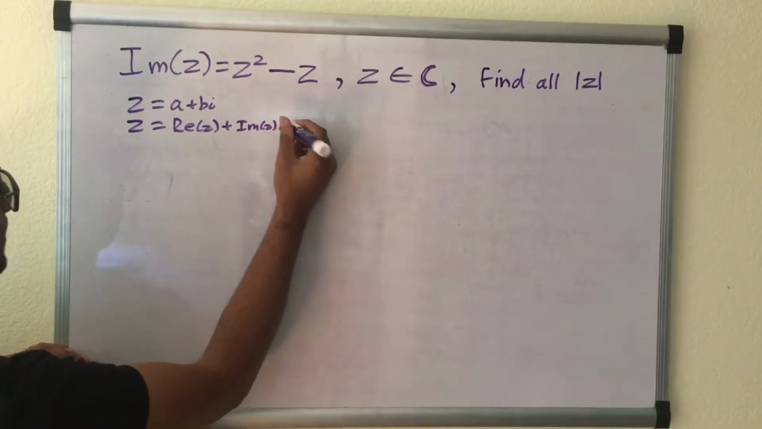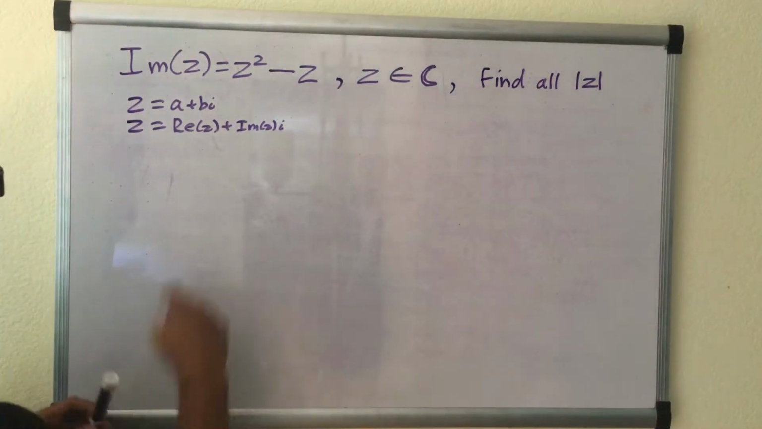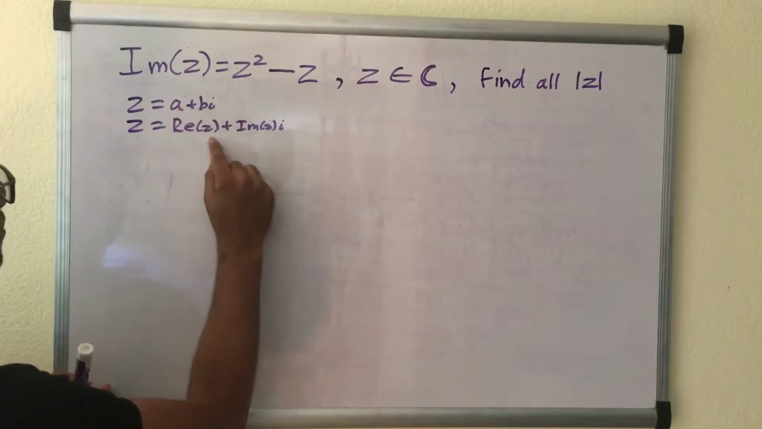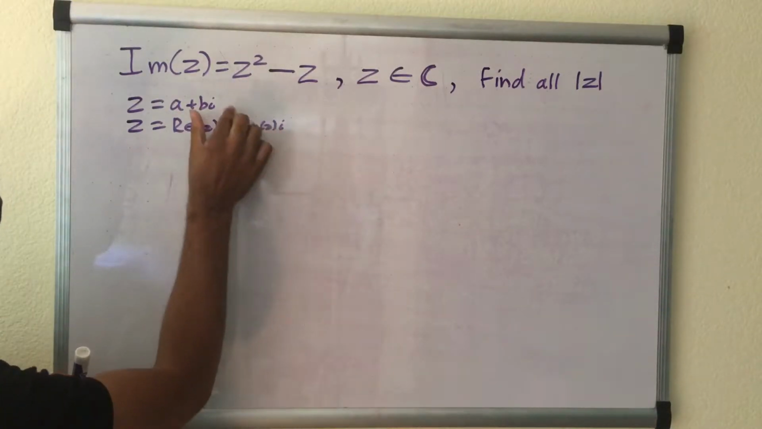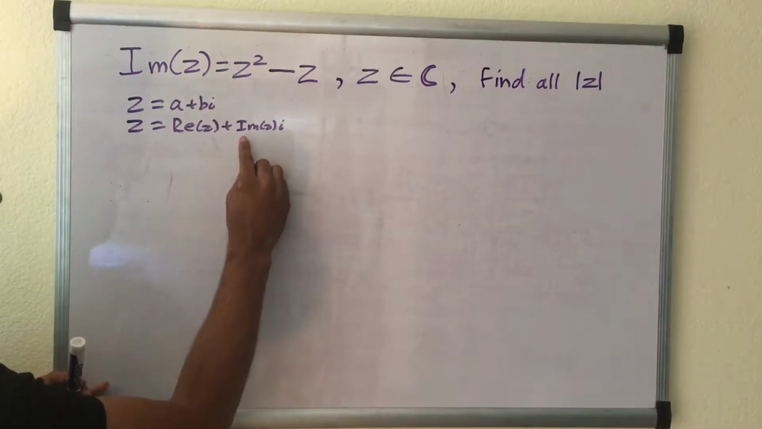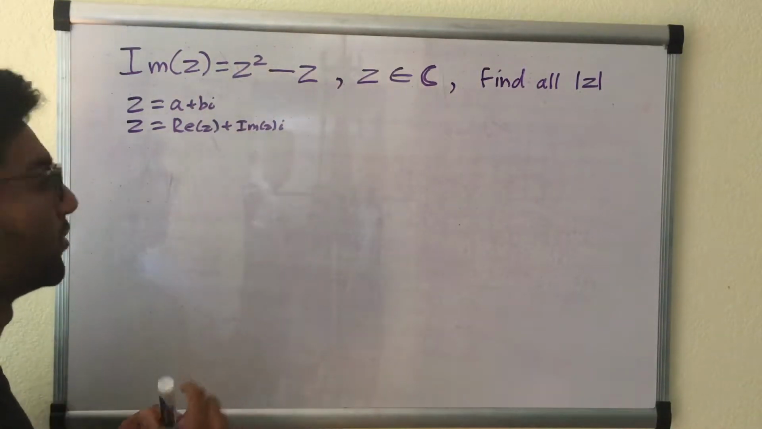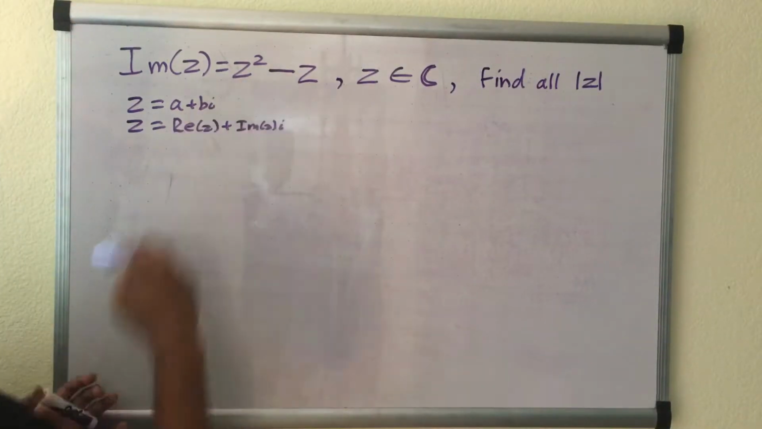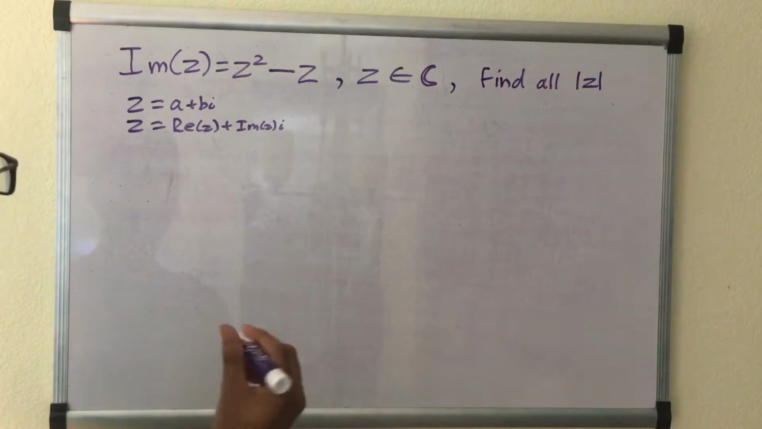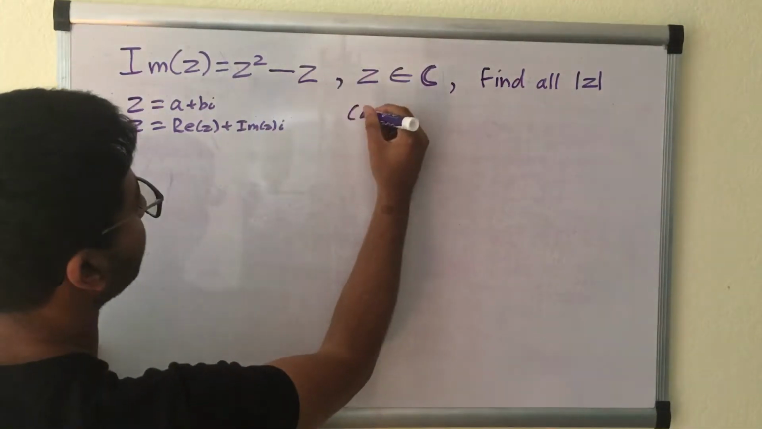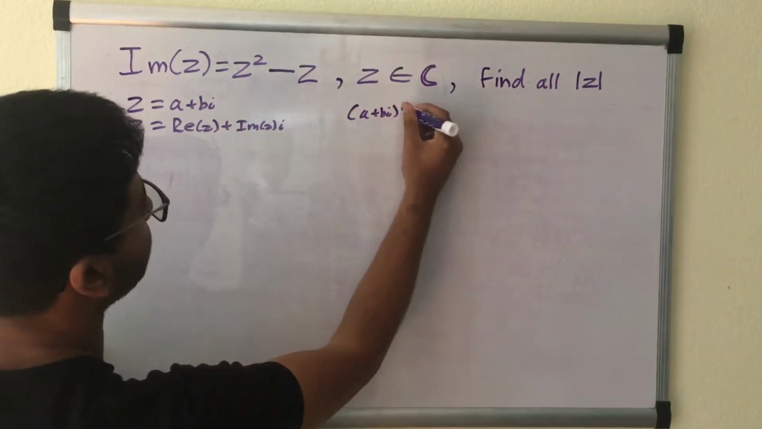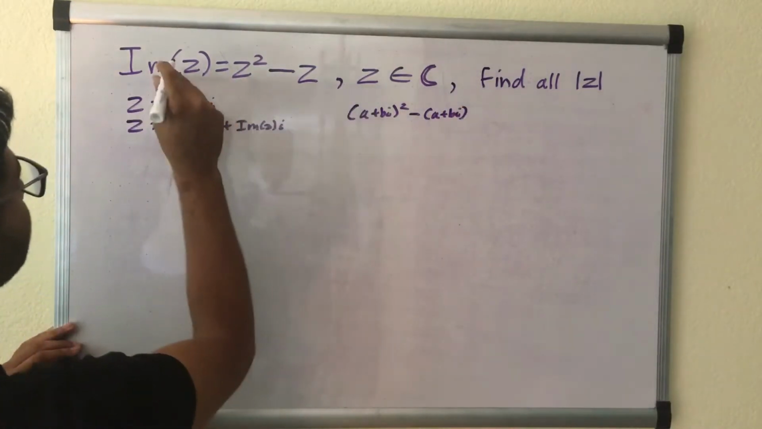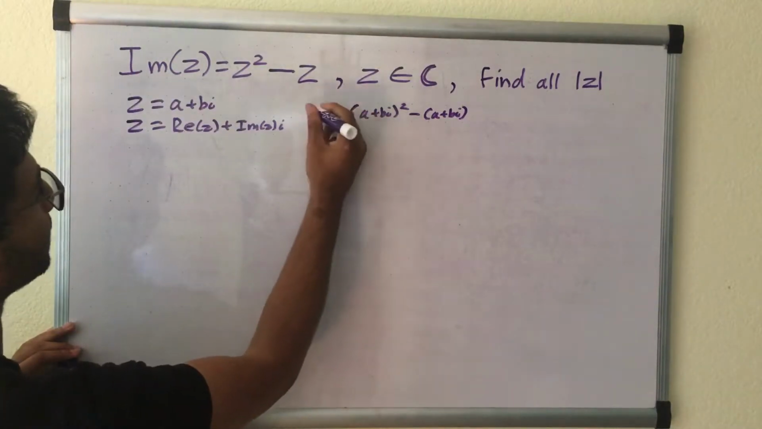Now if you look, b is equal to the imaginary part of z, and a is equal to the real part of z. The i is what makes this term imaginary, but b itself is still a real number. So this imaginary part of z is still a real number. So we're going to plug in a plus bi in place of this variable z. So we're going to have a plus bi squared minus a plus bi, and this is equal to the imaginary part of z, which is b.